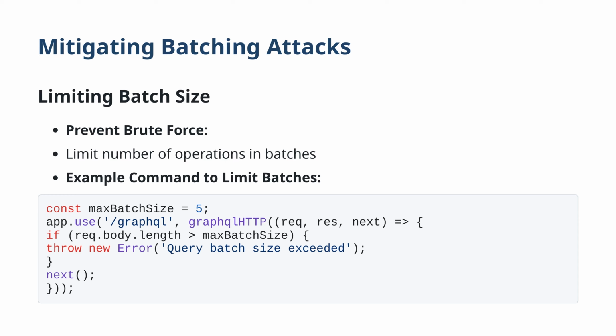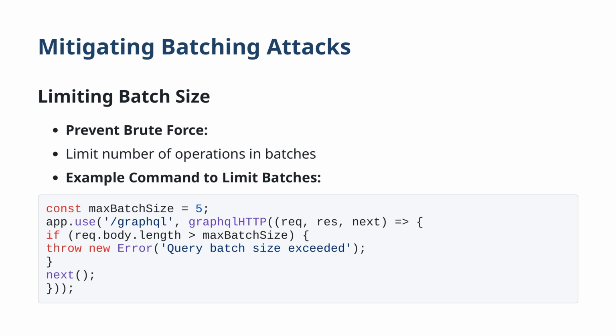Moving on to mitigating batching attacks, an important security measure in our GraphQL implementation is to limit the size of query batches. Batching allows multiple operations to be sent to the server in a single request, which can be leveraged for brute force attacks if not properly handled. To prevent such attacks, it is crucial to restrict the number of operations that can be included in a single batch. Here's an example of a command to limit batches effectively. In this case, we set a maximum batch size of 5 operations.